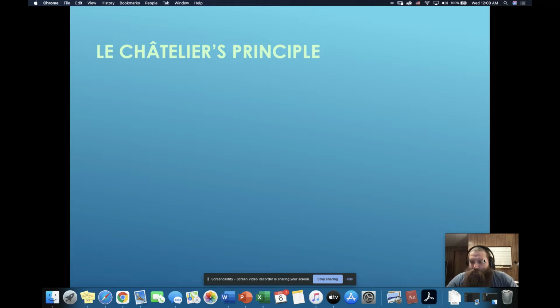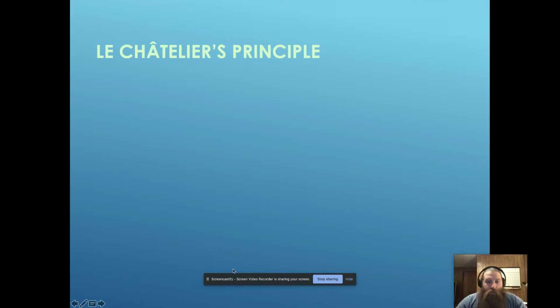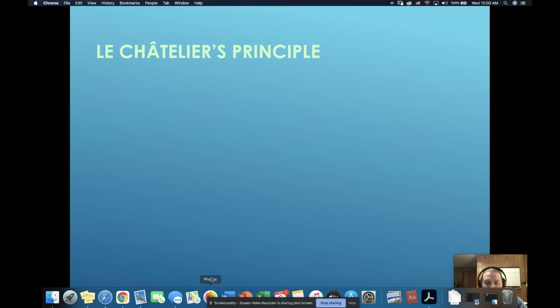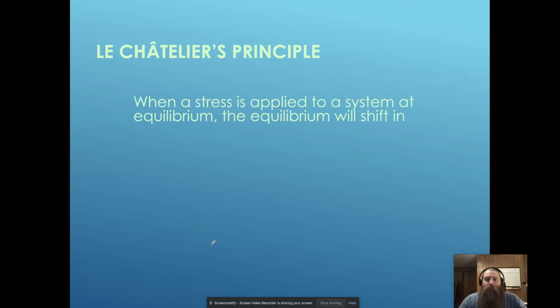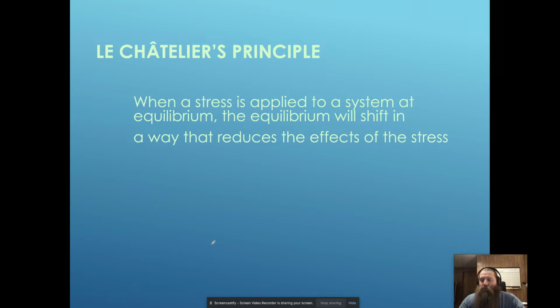All right, so this is the second video for the tail end of the notes on equilibrium, and we're just going to look at Le Chatelier's principle here. Now, we're not going to go into a tremendous amount of depth with Le Chatelier's, but we are going to talk about it enough so that you understand the general concept. So basically, when you apply a stress to a system at equilibrium, the equilibrium is going to shift in some way that is going to reduce the effect of the stress.